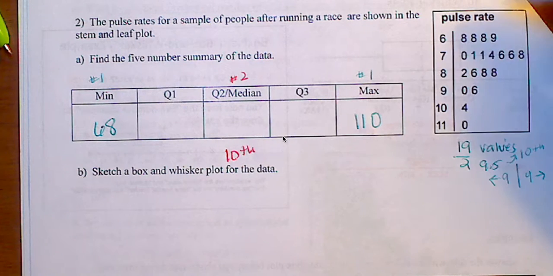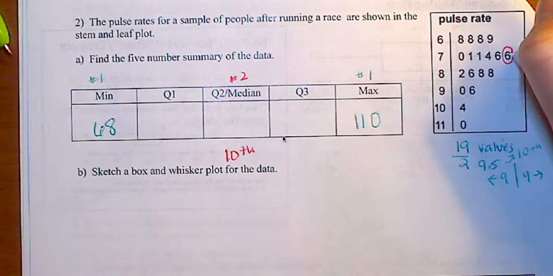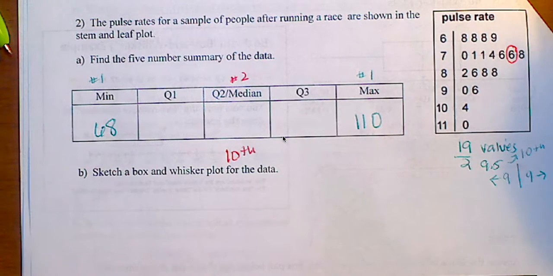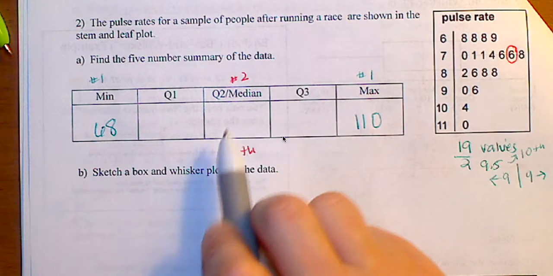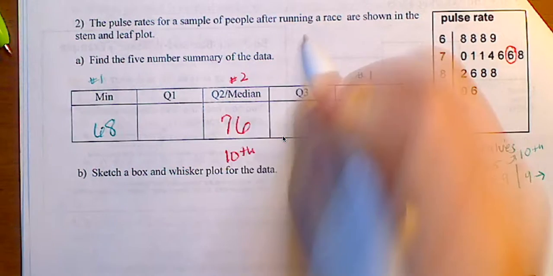So we'll count up from the bottom: 1, 2, 3, 4, 5, 6, 7, 8, 9, 10. So here's the 10th value. You can even circle it. It'd be good to circle it so that we can move on to the next step. Now, remember, you don't just write 6 for the median. That's 76, a pulse rate of 76.